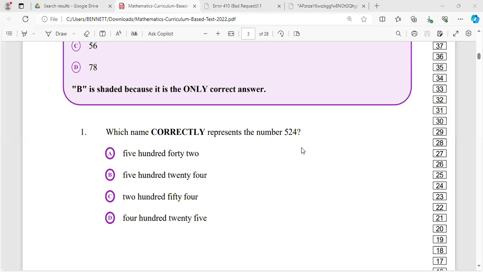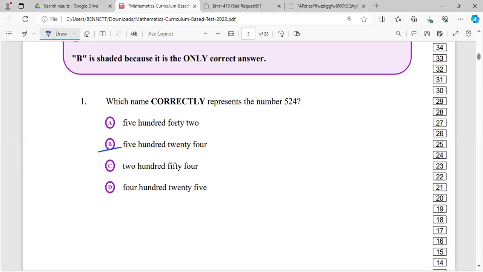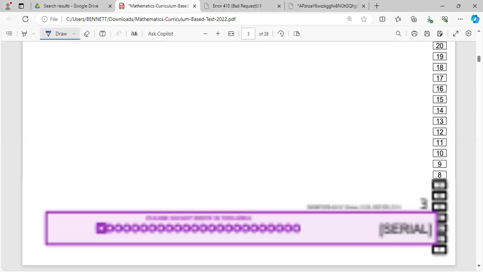30 minutes to go. Number one says which name correctly represents the number 524. That would be B. A? B. B, as in bat. Alright, thanks so much. I agree. Alright, guys, for the first part, we're not really going to send the answer because I think this is more knowledge based. So we can just do it together.